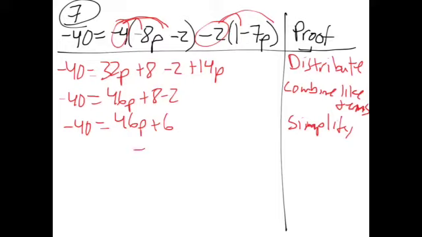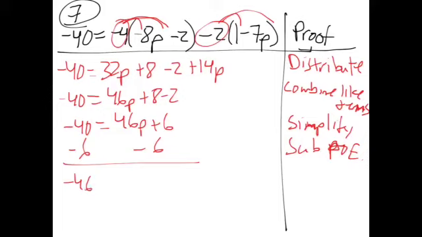Now we're at this point, we're going to subtract 6 from both sides. And what lets us do that is the subtraction property of equality. Negative 40 minus 6 is negative 46. And on the right side we have positive 46. So going from this to the next line is to simplify.